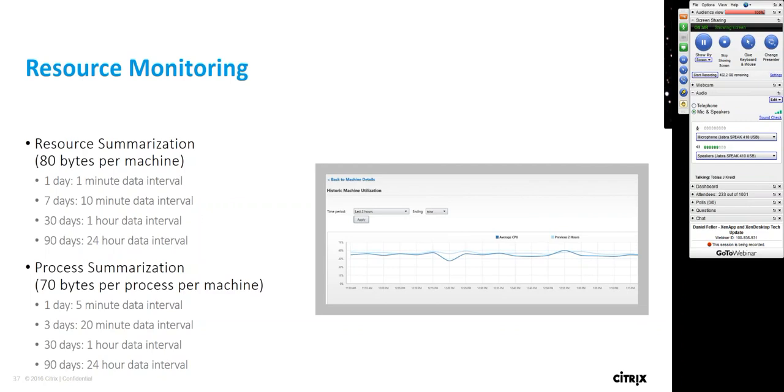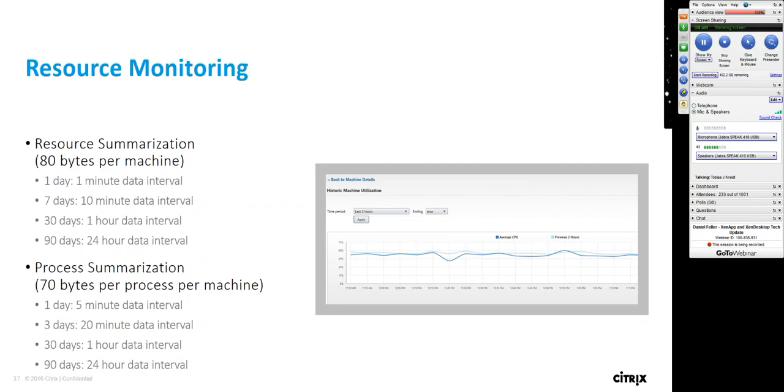It's the average. The process is very similar, except at the day level, it's 5-minute data intervals, and then at 3 days, it's a 20-minute data interval, and then it goes to 30 and 90 days. Each sample is either 80 or 70 bytes, based on whether you're looking at resources or processes.